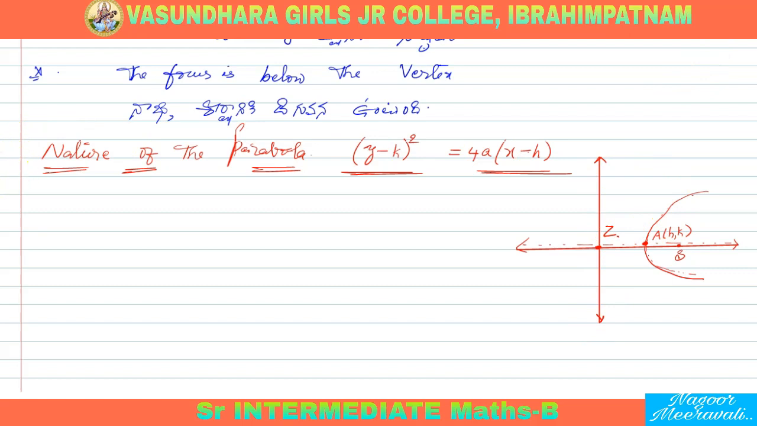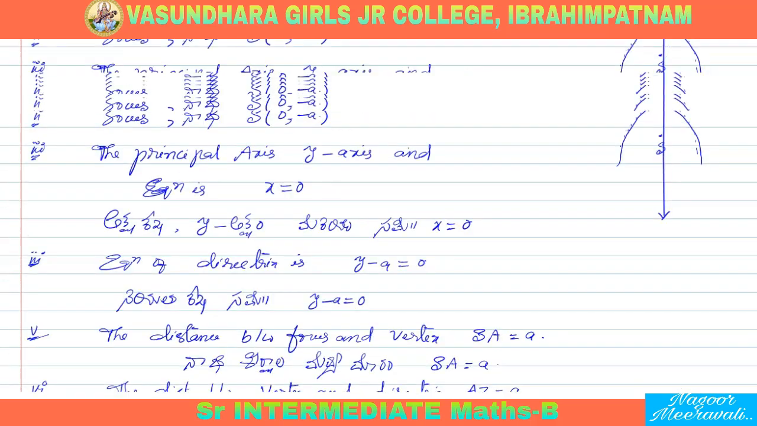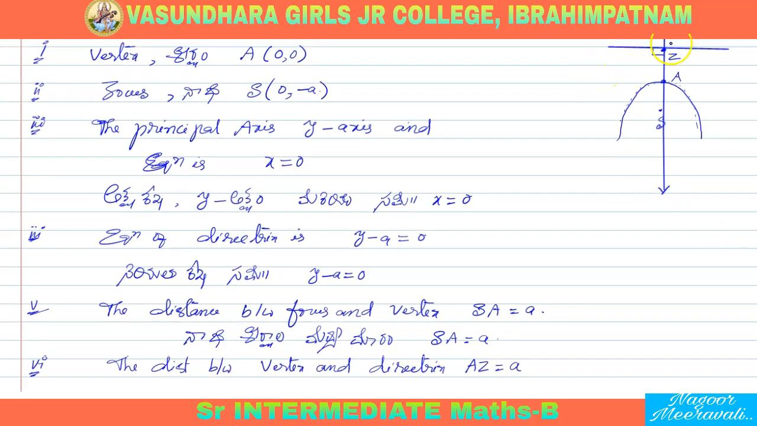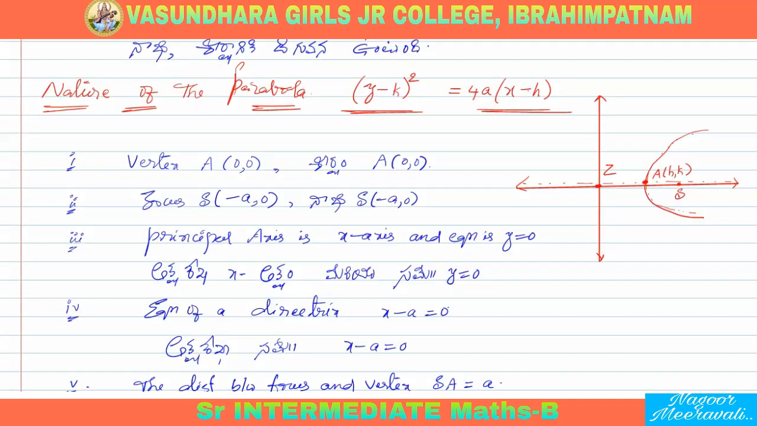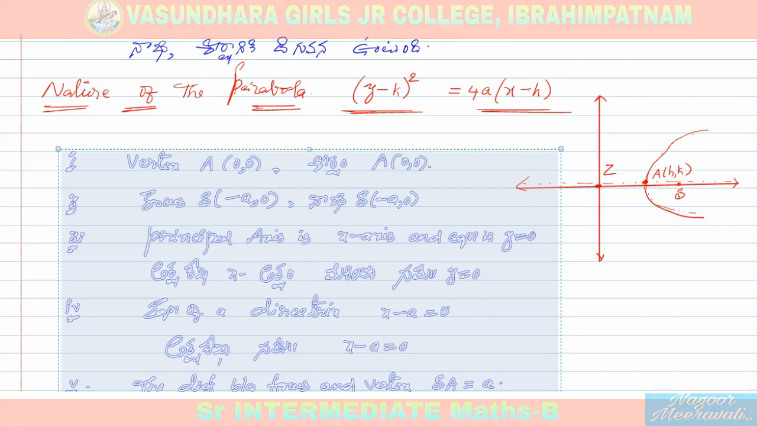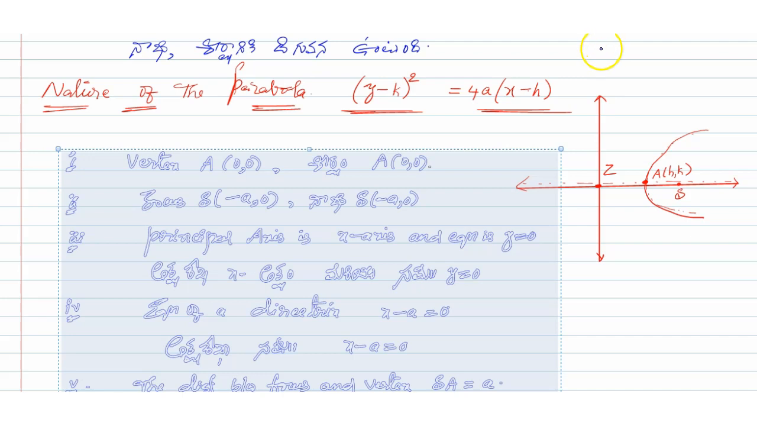Now I am going to write the nature of this one. The y value can be changed as y minus k, and the points can be changed by adding h to the x coordinates and k to the y coordinates. So those are the properties. So now I am going to change here.